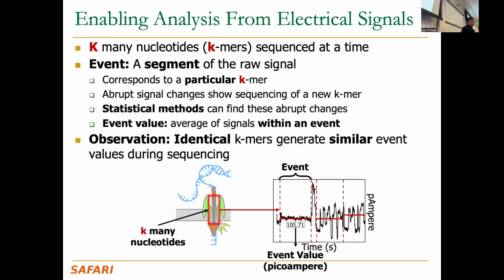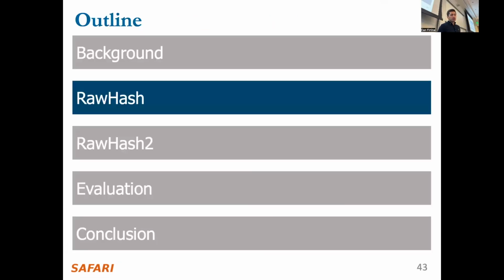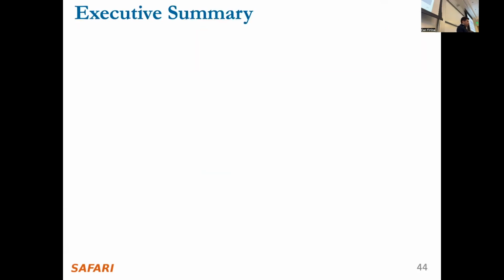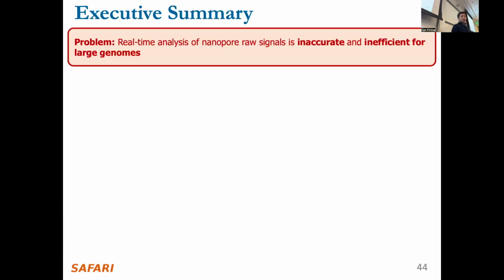But there is one critical observation here, which is that when we're sequencing identical k-mers, we don't generate exactly the same signal, but we generate similar signals. So that's an important observation that we're going to use later on. So with that, I'll start describing RowHash.